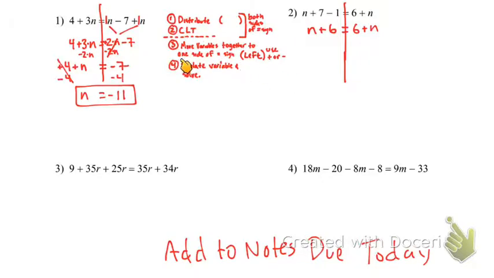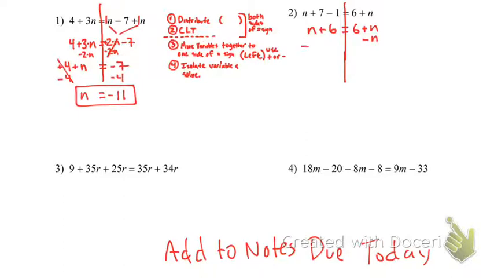Now we jump to step 3. I want to move my variables to the left. So I have a variable here and a variable here, and I want to move the one on the right to the left. So if you look, it's adding n. To move that n, we're going to do the opposite of addition. It's subtracting n.